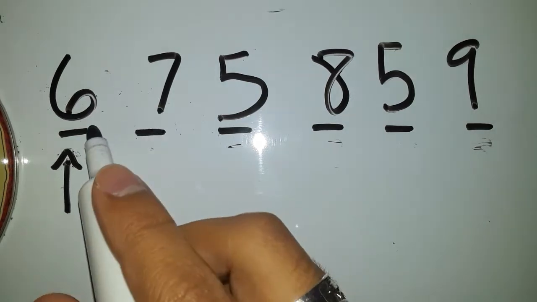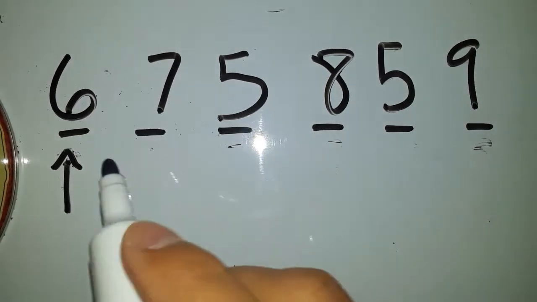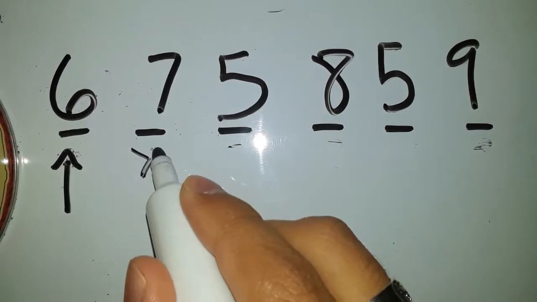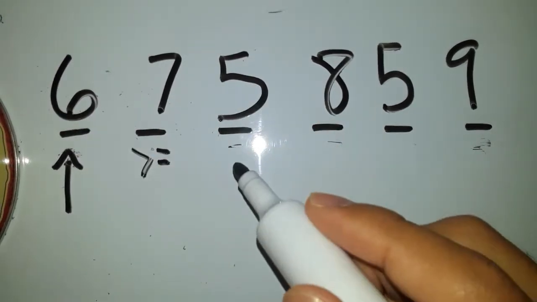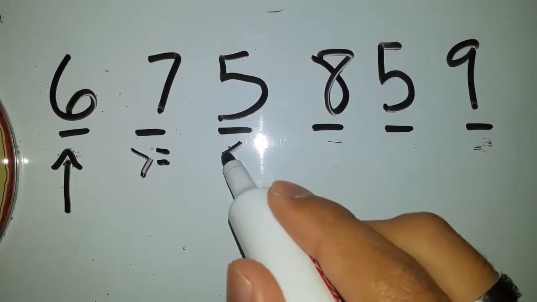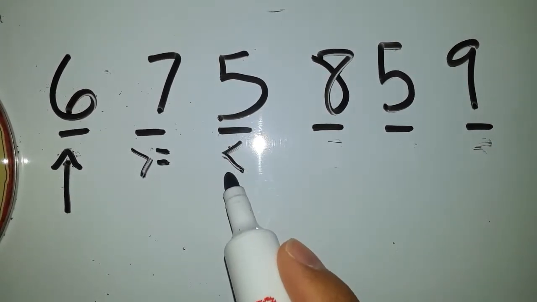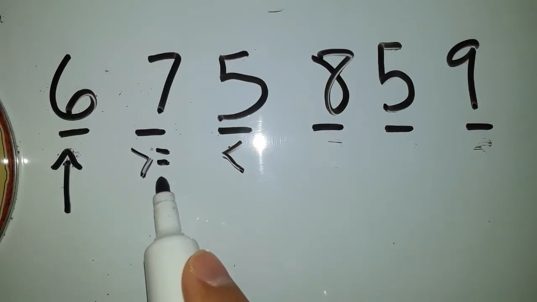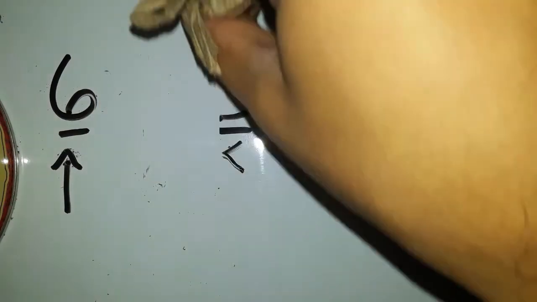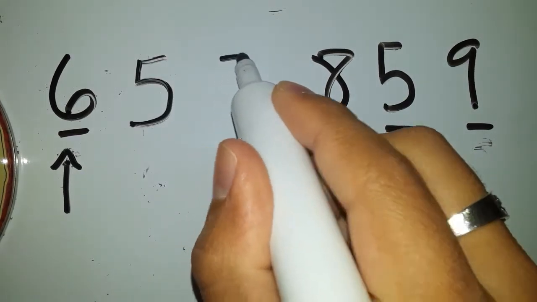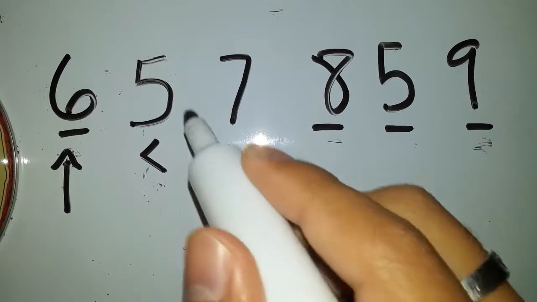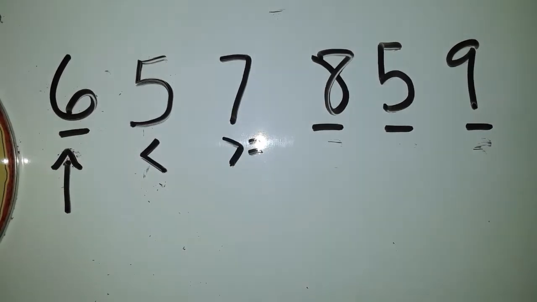So is 7 less than, greater than, or equal to 6? Well, it's greater than or equal to. Is 5 less than or greater than or equal to 6? Well, it's less than. And whenever we hit a less than, we have to check if there's any greater than or equal to's that we can swap with. In this case, there's this 7. So I'm going to go ahead and swap the 5 and the 7. So the 5 comes here, 7 comes here. 5 is less than, and 7 is greater than or equal to.